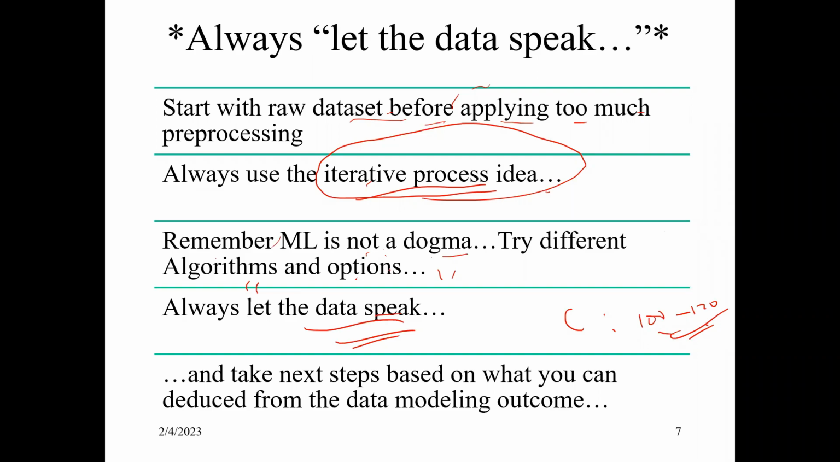mistakes. And of course, they wasted a lot of time on the modeling, and at the end of the day, they couldn't get what they were supposed to get. And then take the next step based on what you can deduce from the data modeling outcome. You see, once you allow your data to speak, then it will tell you that, okay, this thing is not working. What can I do?